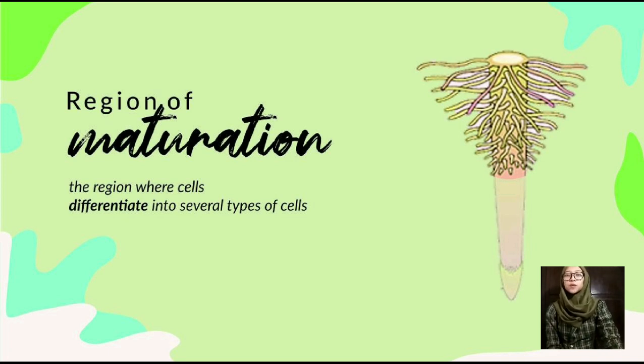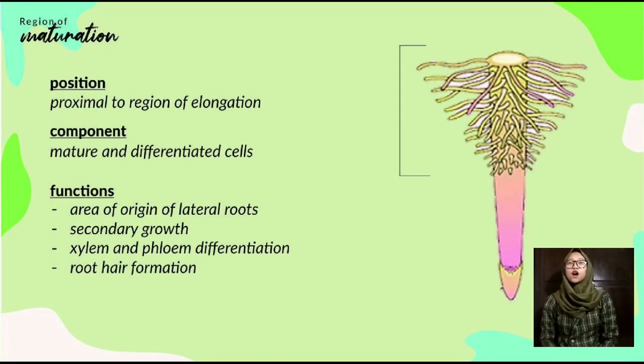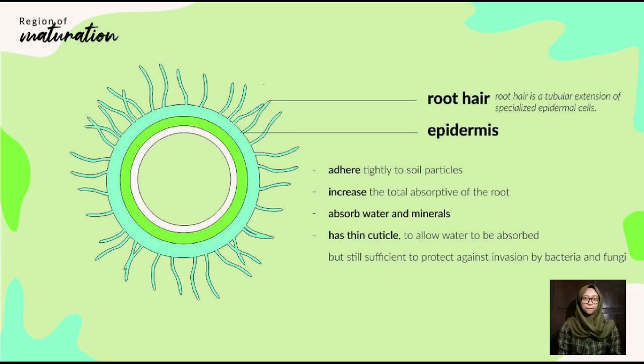To explain about the region of maturation: the region of maturation is the region where cells differentiate into several types of cells. The position of this region is proximal to the region of elongation. As you know before, in roots we have the region of elongation, and proximal to it we have what we call the maturation zone. The components of this region are mature and differentiated cells, and its functions are as the area of origin of lateral roots for secondary growth, for xylem and phloem differentiation, and also for root hair formation.